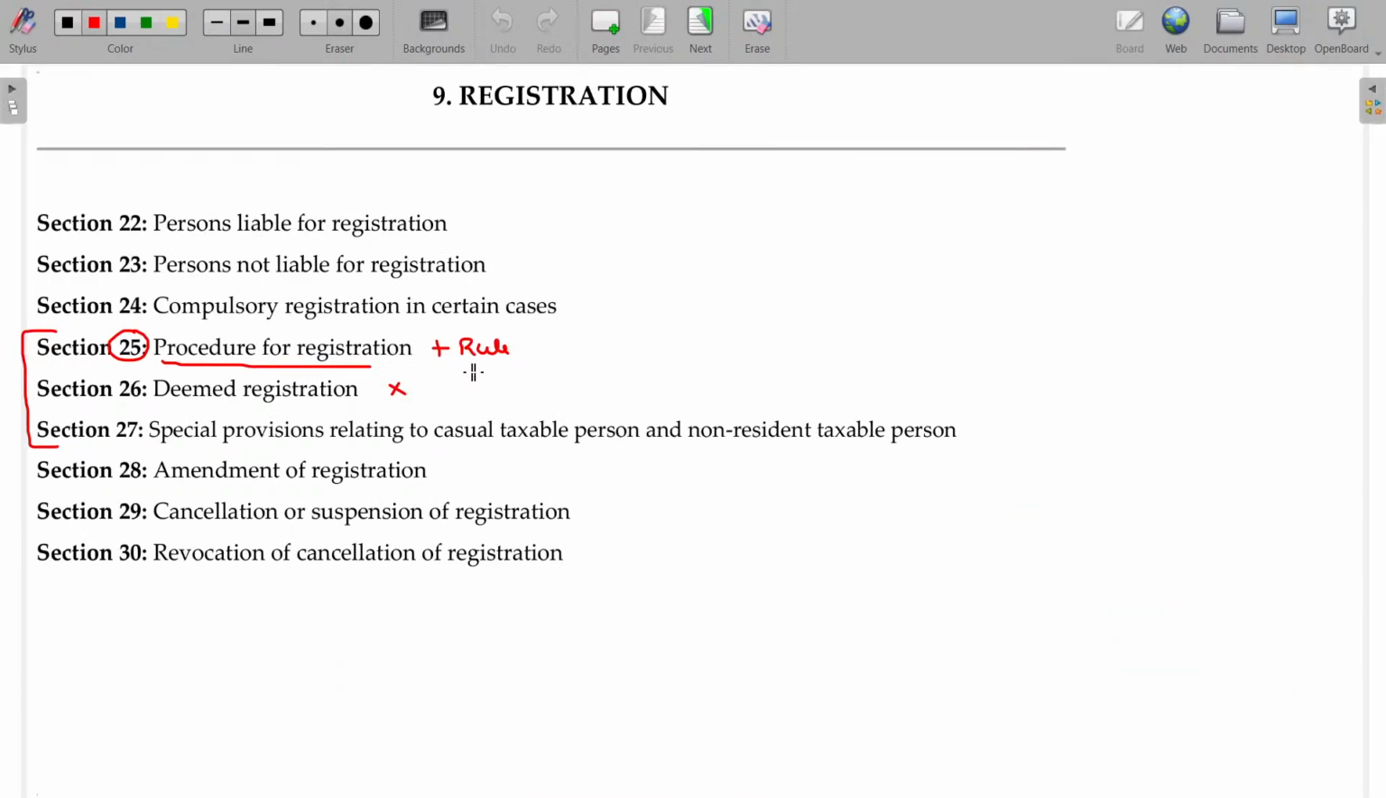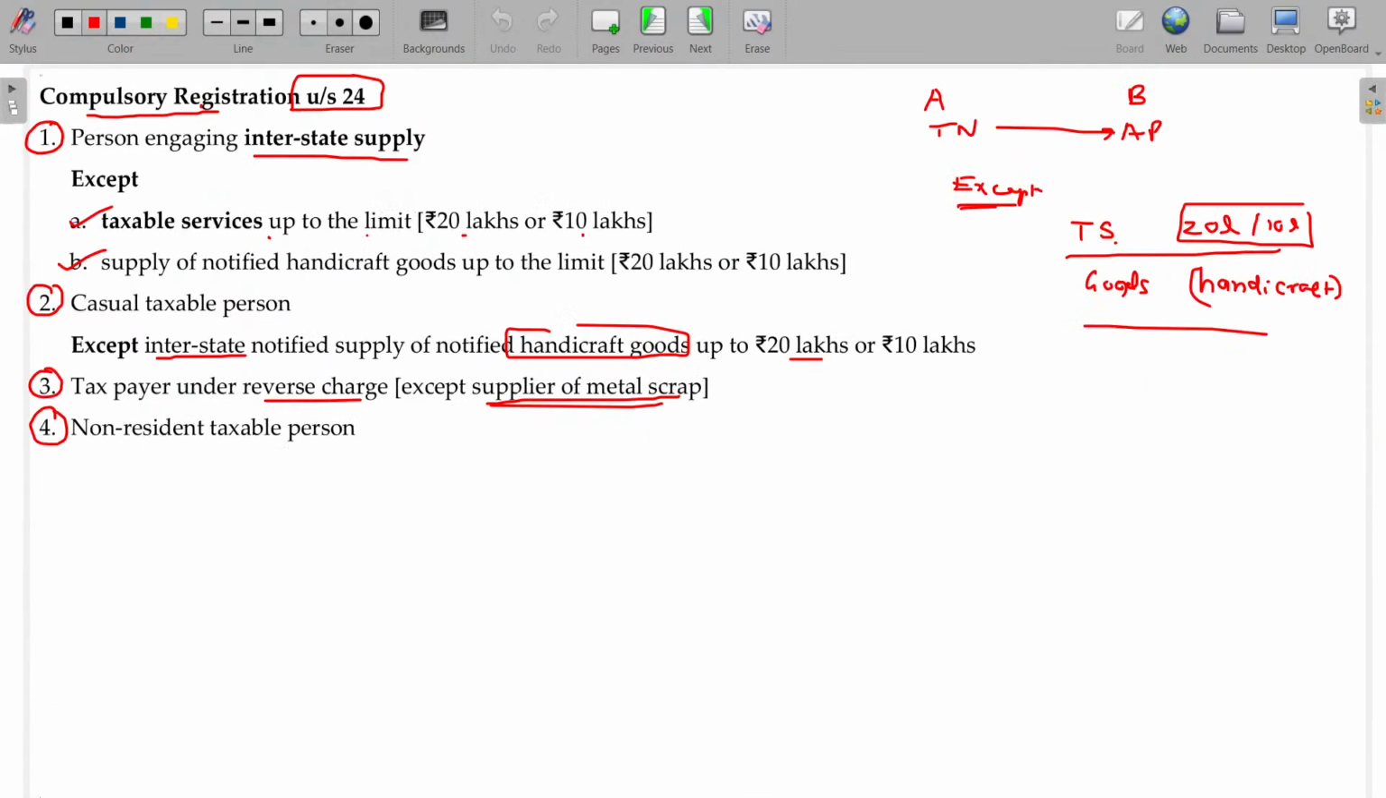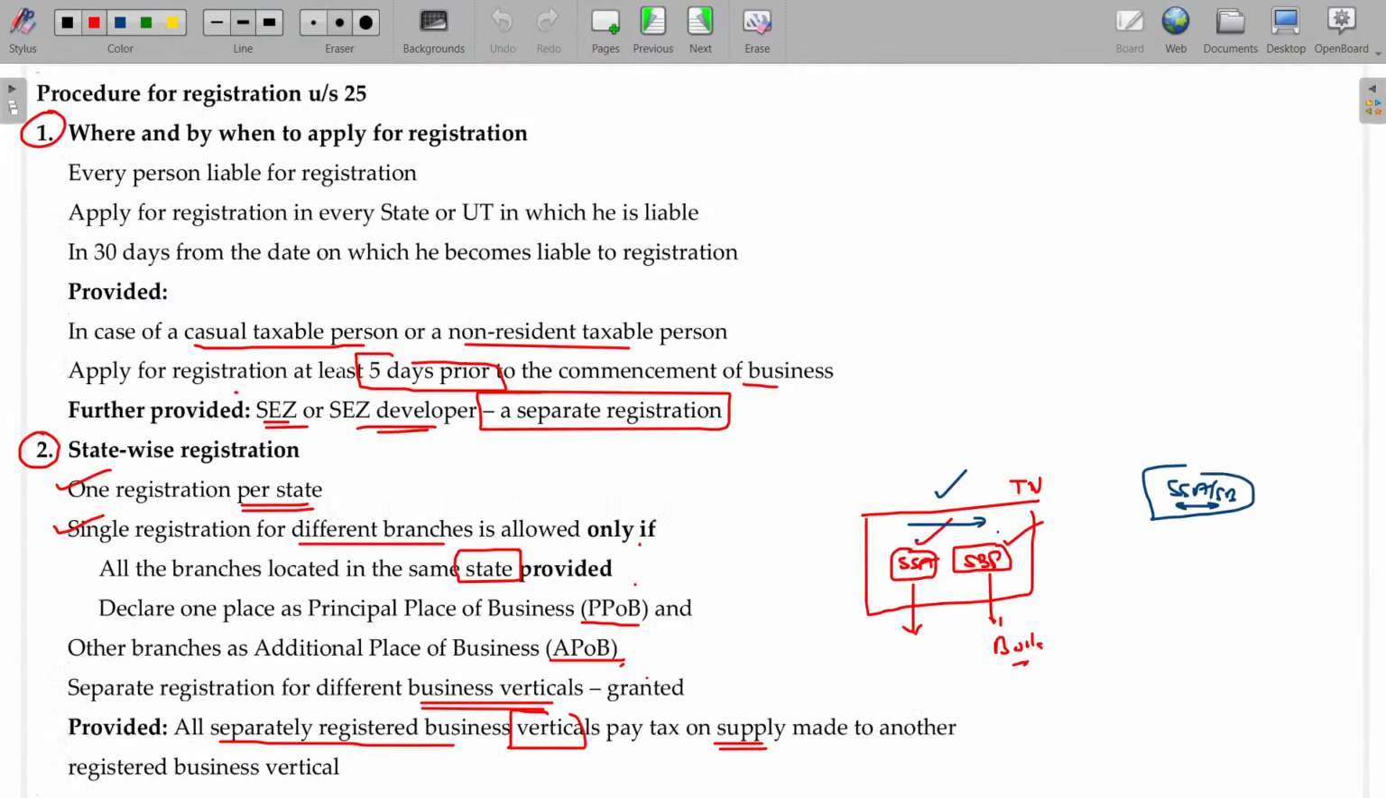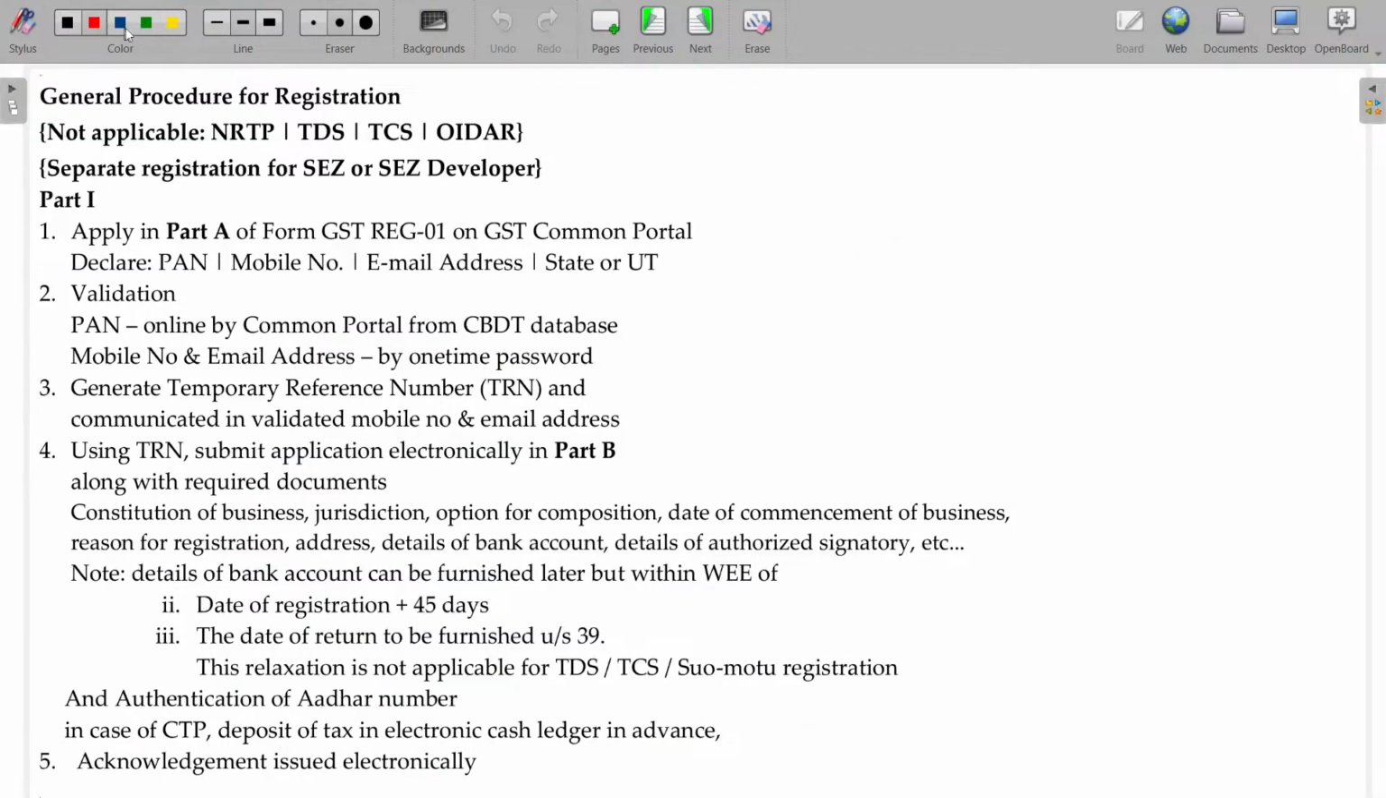Then what about the rules? How to register? The procedural aspects are given in the rules, so we have to cross-refer the rules for the procedures here. Now, rules. General procedure for registration. This is not applicable for NRTP, TDS, TCS, OEDR. For all others, this procedure will be the same. And for CES and CES developers, you need to apply separately, separate registration.